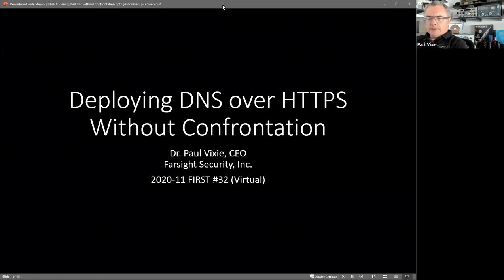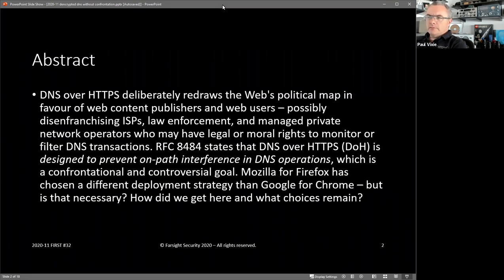There are many stages of grief. When I gave a talk related to this topic in Edinburgh, I think that was anger, and I may be in negotiation now. So let me bring you up to speed as to what this is, DNS over HTTPS, and try and explain why the default is confrontational, and then what we might be able to do on a network by network basis to adopt this future or a version of this future. So let me march right in.